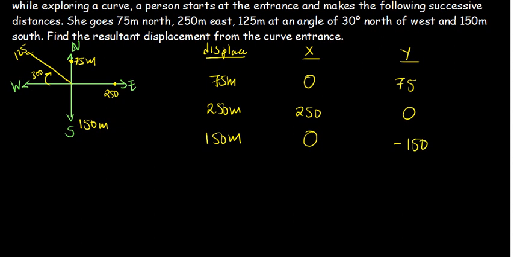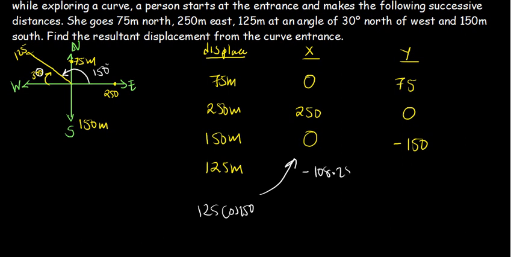Now you can go to the 125 displacement. For that one, the angle that you use should always be in reference to the positive x-axis in the anti-clockwise direction. This is supposed to be 30. So 180 minus 30 would be 150. That's the one we are using. So the x component is 125 cos 150. This should give you negative 108.25. And then the y component is going to be 125 sin 150.